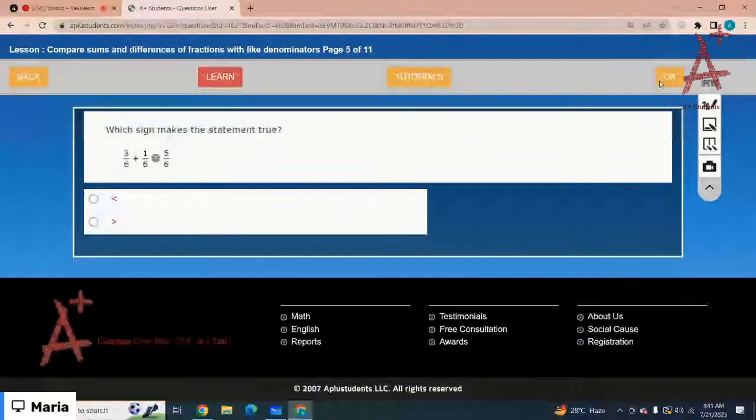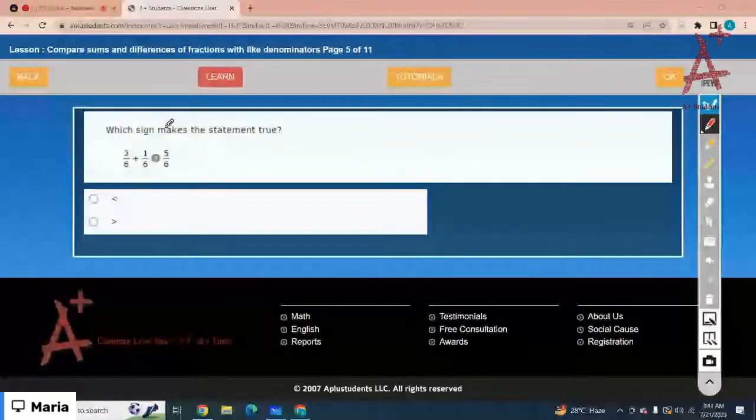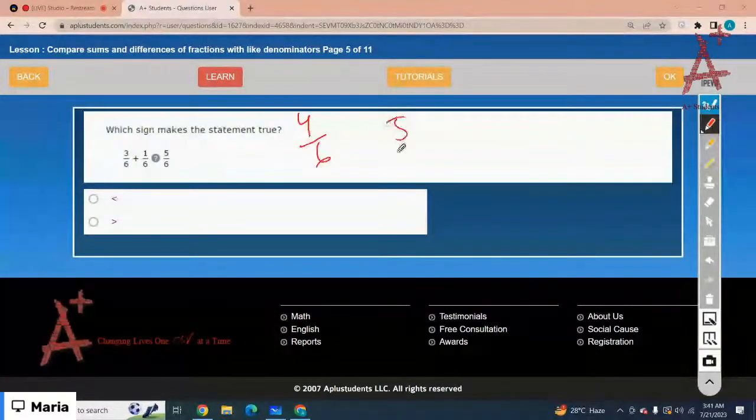Okay, the next one is 3 over 6 plus 1 over 6, and you have to compare it to 5 over 6. So 3 plus 1 is 4 over 6. You have to compare 4 over 6 and 5 over 6. So which is the correct option? 4 over 6 is less than 5 over 6. So the correct option is less than.